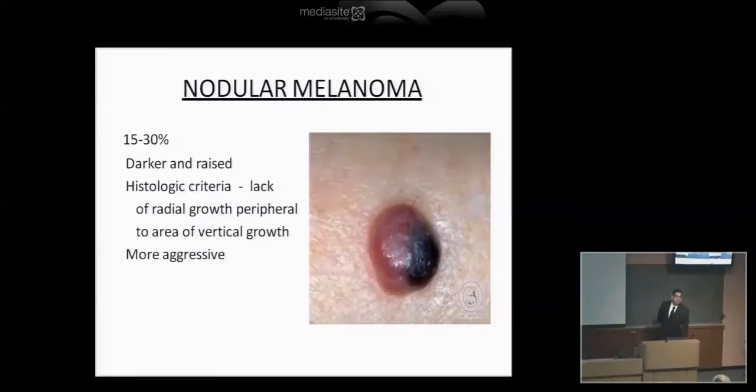Nodular melanoma is the most aggressive melanoma. It comprises 15 to 30% of all cases of melanoma. These lesions are generally darker and raised. The vertical growth phase is much more important in these as compared to the transverse growth phase. They actually do not grow outside the area of their vertical growth phase. Because of early vertical growth, they carry a high risk of metastases, and they're actually the worst prognostic melanomas, and they are the most aggressive as well.